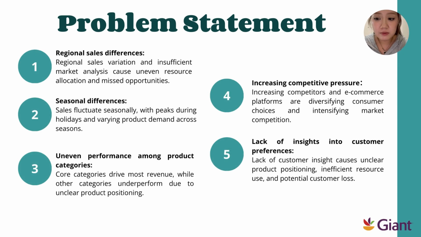The Superstore Giant in the U.S. faces 5 main problems. The first one is the regional sales differences. Regional sales variation and insufficient market analysis caused uneven resource allocation and missed opportunities. The second one is the seasonal differences. Sales fluctuate seasonally with peaks during holidays and varying product demand across seasons. The third one is the uneven performance among product categories. Core categories drive more revenue, while other categories underperform due to unclear product positioning.